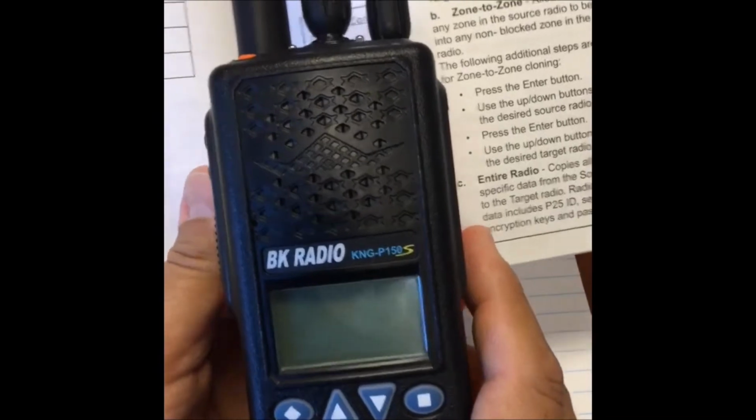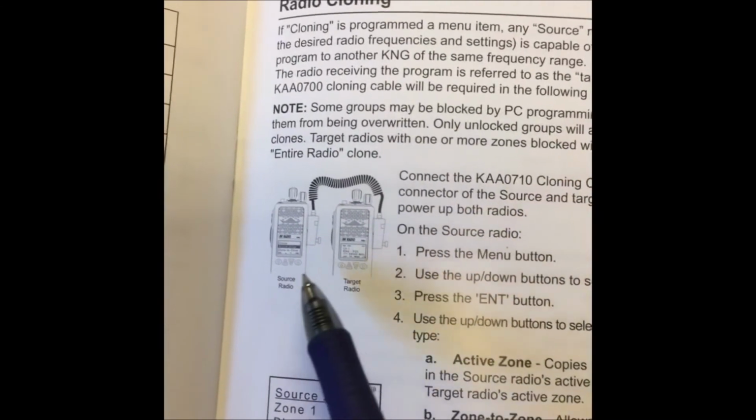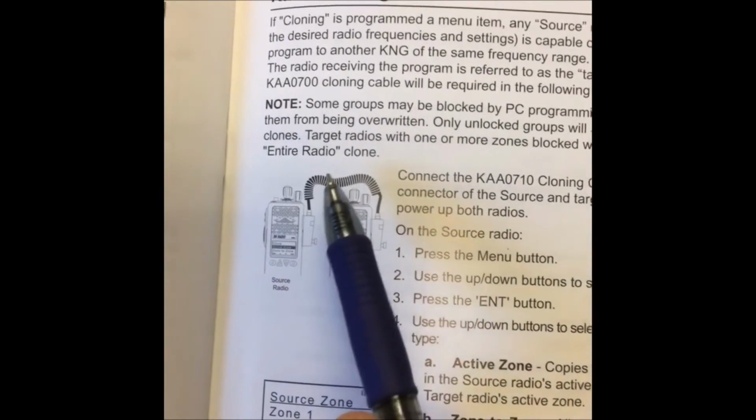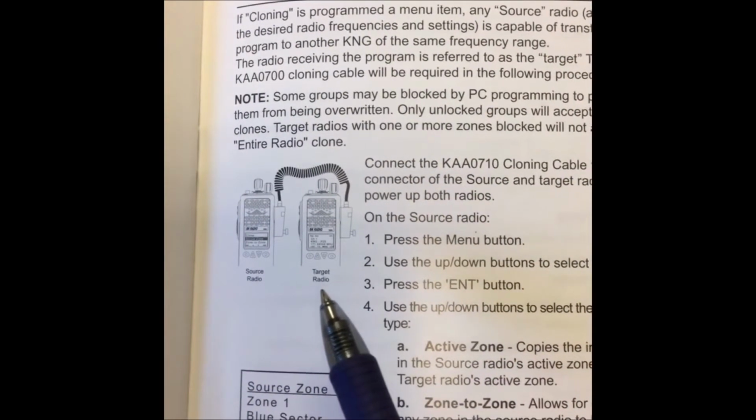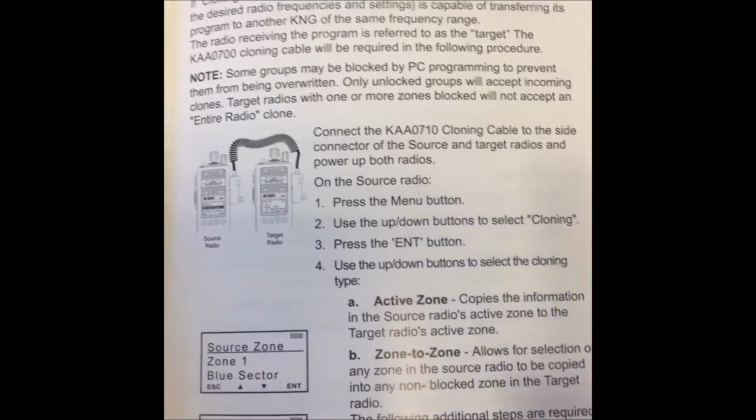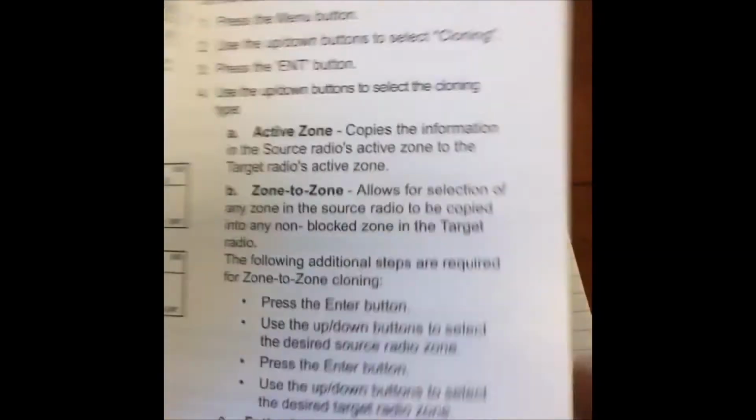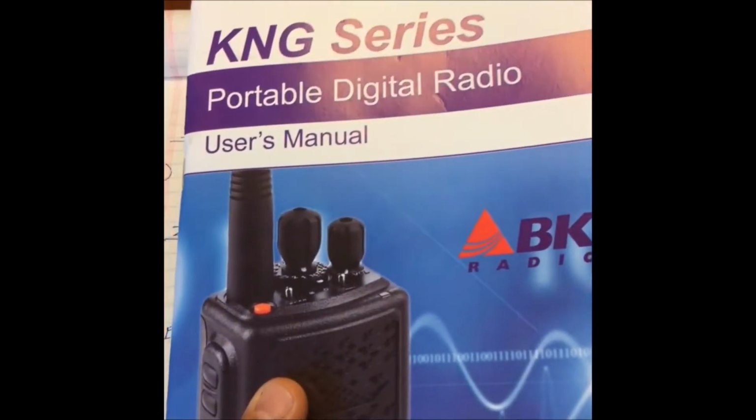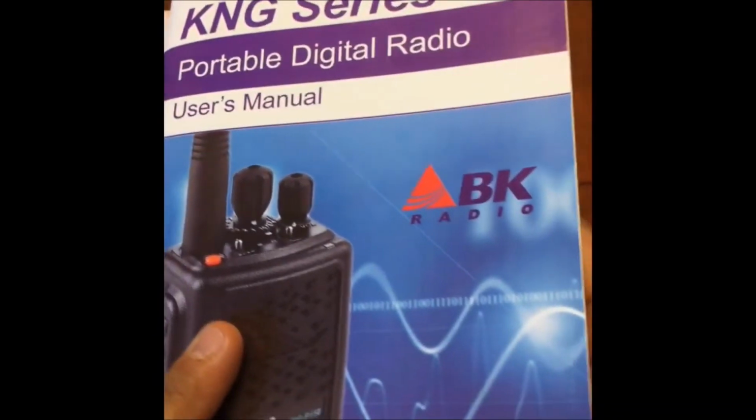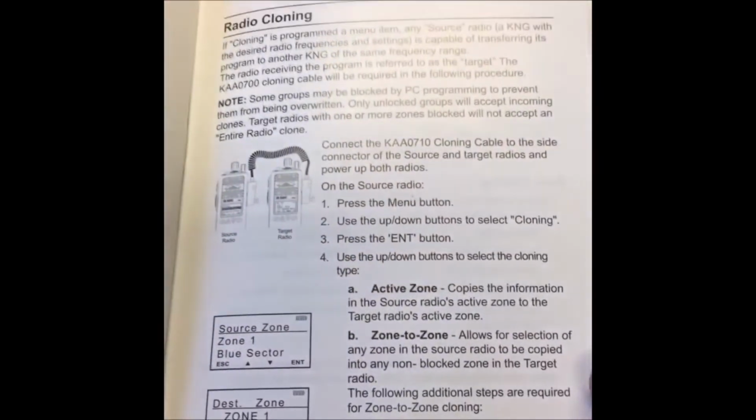Okay, the last thing I want to talk to you about is cloning radios. Radio cloning is basically copying all the information from a zone in a source radio via a cable to a connected target radio. We can copy one zone to another zone, or we can copy the entire radio from the source radio to the target radio. Okay, the instructions can be found in this user manual for the BK radio, and in this particular case it's found on page 71 under radio cloning.